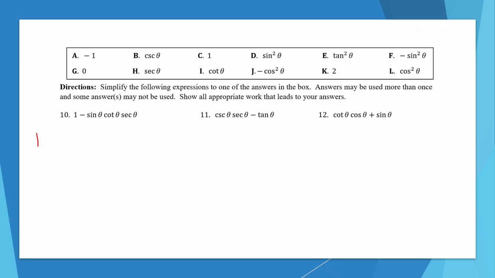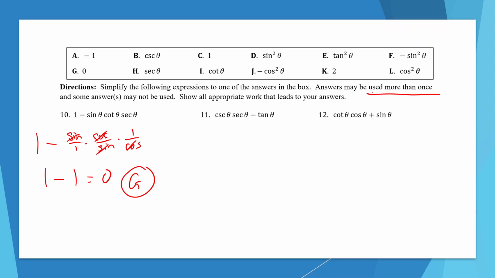10, 1 minus sine times cotangent, which is cosine over sine, times secant, which is 1 over cosine. Here, everything cancels out to just give us 1. So it's 1 minus 1, which is 0. So G should be our answer for number 10 as well. So here we are starting to see a few repeats. That is to be expected. Answers may be used more than once.